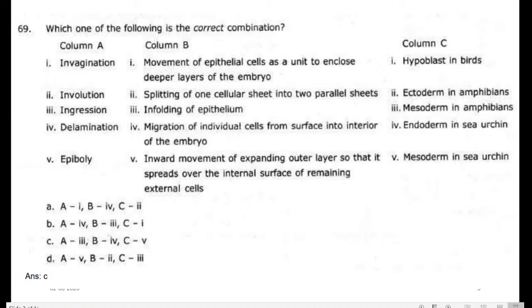It is one of the many changes in the location of the cell. So here they mention immigration, which means changing location: the movement of individual cells from the surface into the interior of the embryo. That is the process. It happens in the mesoderm.